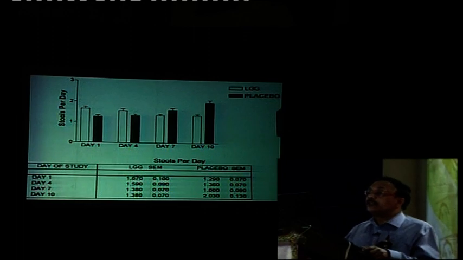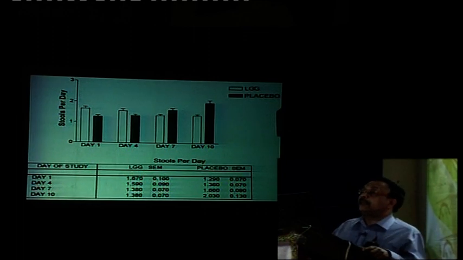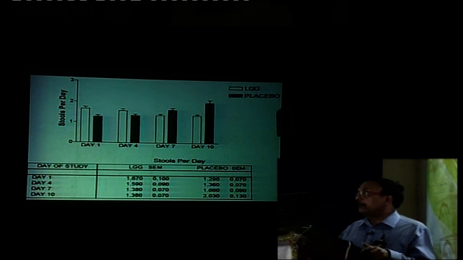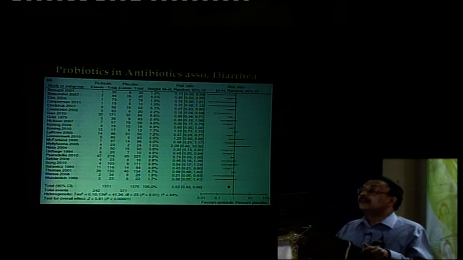Antibiotics: 40% of the children and many adults would suffer from diarrhea after receiving antibiotics. The mechanism, apart from Clostridium difficile, is altered microflora and metabolically active, osmotically active substances. This is to show you the reduction in antibiotic-associated diarrhea as compared to placebo with probiotics.